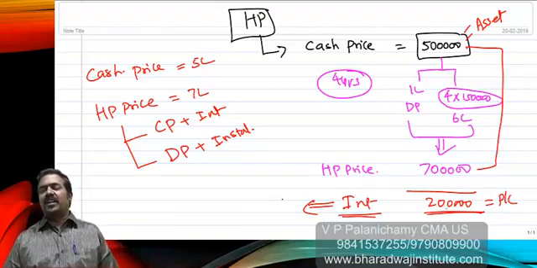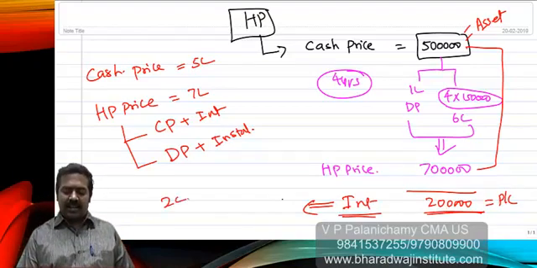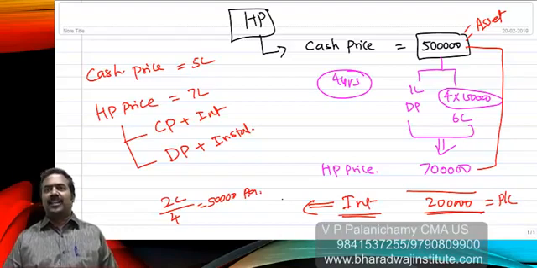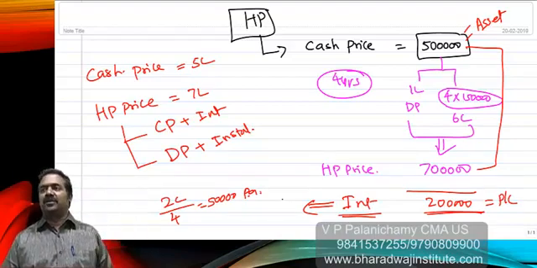This 2 lakhs, will it be charged for the first year or second year or third year or fourth year? For all the 4 years. And my question is, whether this 2 lakhs divided by 4, will you charge 50,000 per annum? Whether interest will be equal, 50,000 per annum? No.